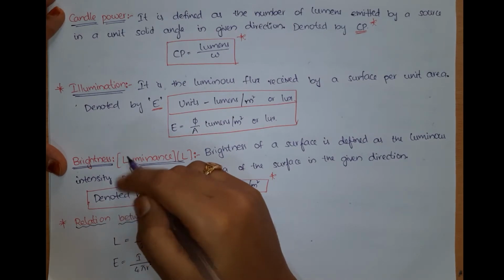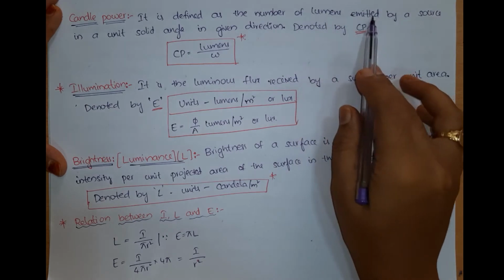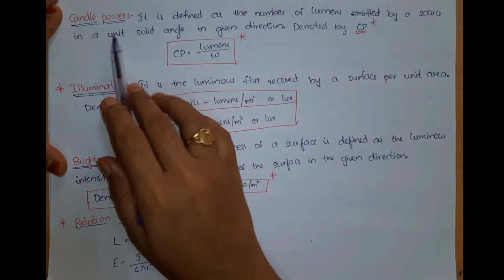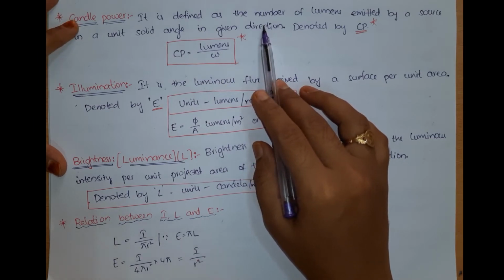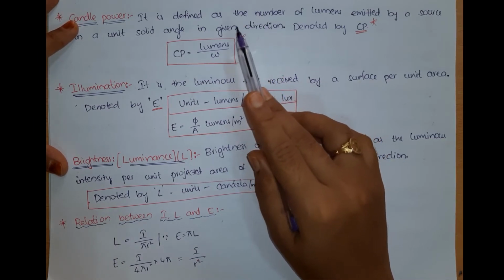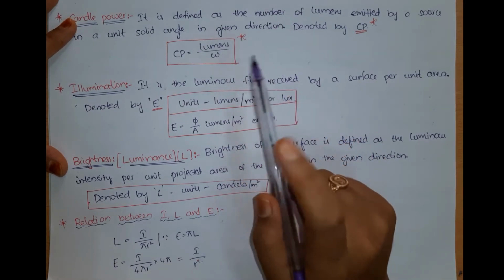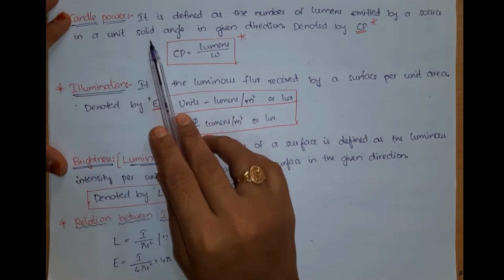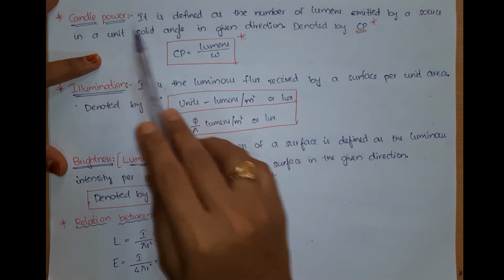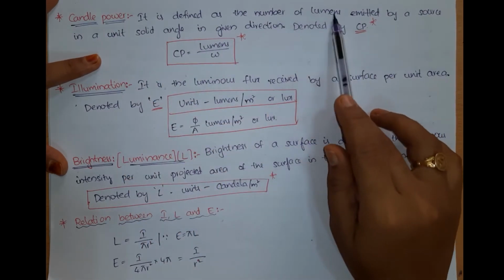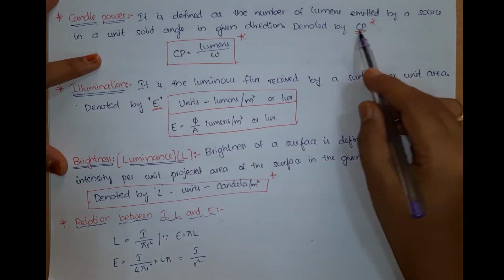Now let us see what is candle power. It is defined as the number of lumens emitted by a source in a unit solid angle in a given direction. Candle power is nothing but how many lumens are emitted by the source for one unit solid angle, that is, for one omega. That is nothing but candle power. It is denoted as Cp.